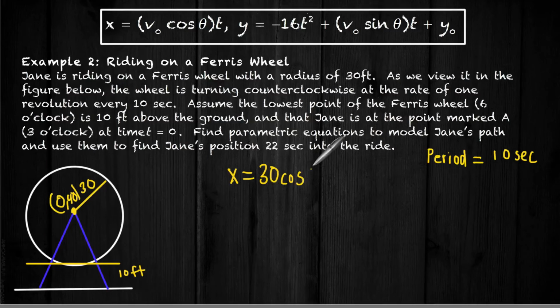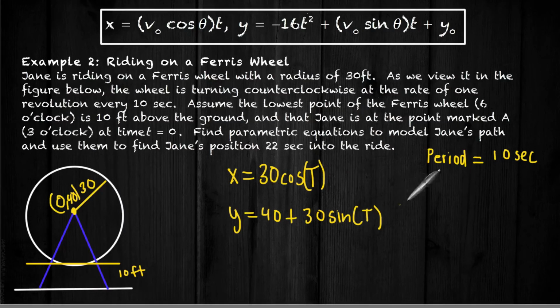of t. And we'll put that in parentheses. And then y is going to be the y coordinate of the center, which is 40, plus the radius of the circle, which is 30, times sine of t.